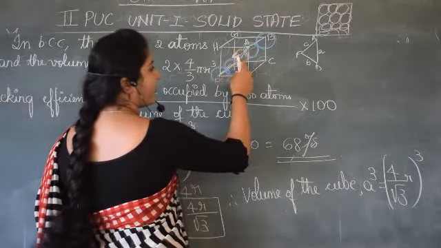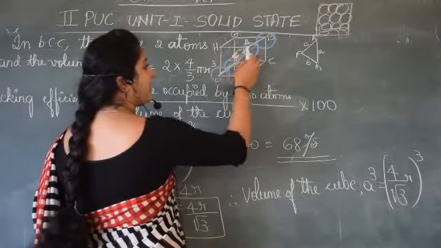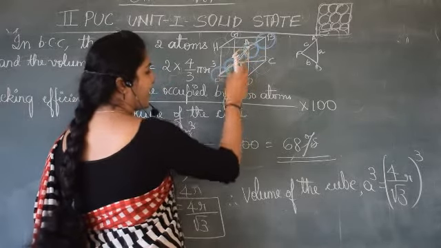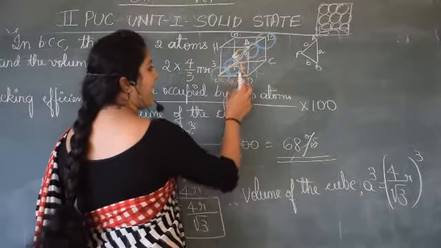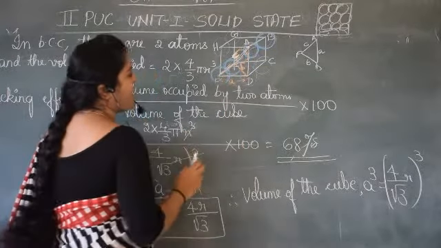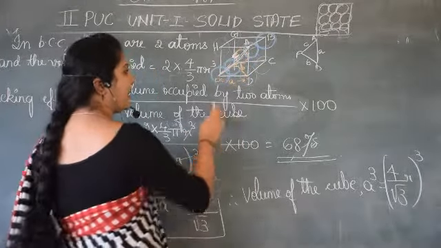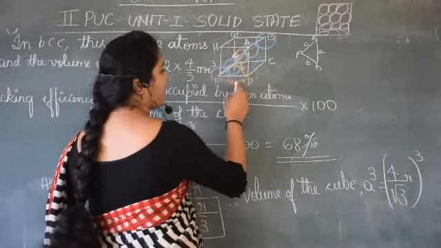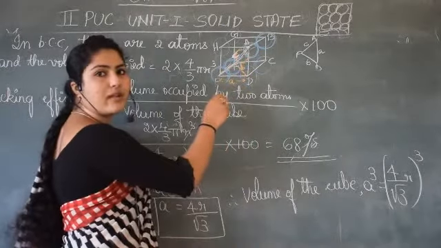And then you have to show that diagonally they touch each other, which is taken as C. The edge length here is A and the other one is B. First you consider triangle EFD, from which you get B square is equal to A square plus A square. You get the value for B.